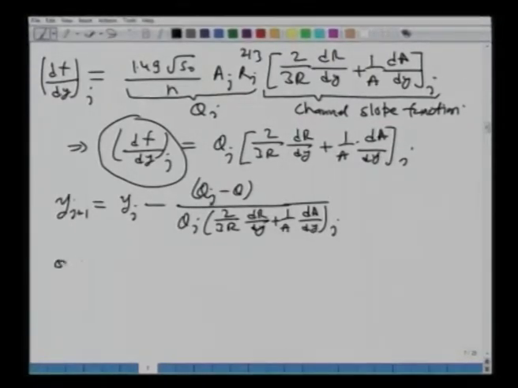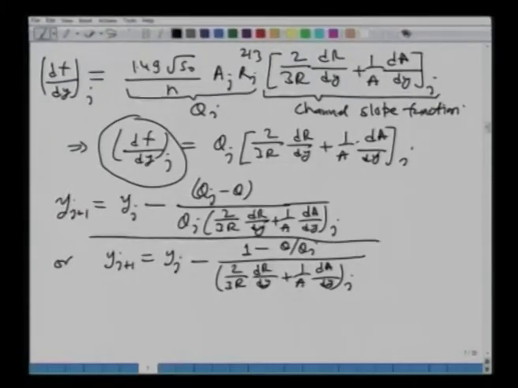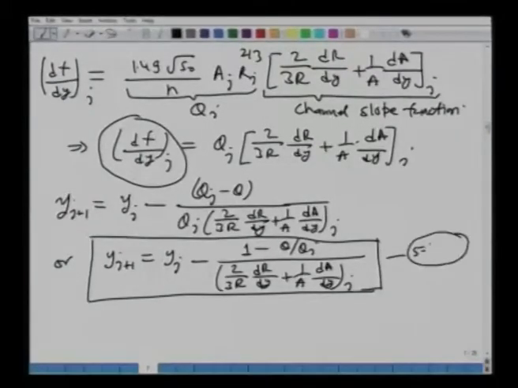We can do some slight rearrangements here and simplify this to say that y at j plus 1 is equal to y at j minus, dividing the numerator and denominator by Qj, 1 minus Q over Qj, this whole thing divided by 2 over 3 r dr dy plus 1 by A dA dy, evaluated at the jth time step. I am going to number this as 5.18.